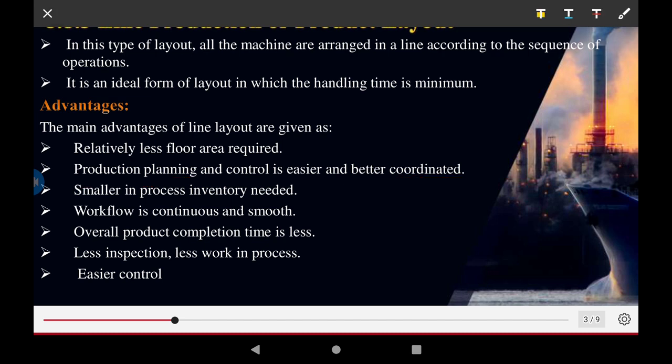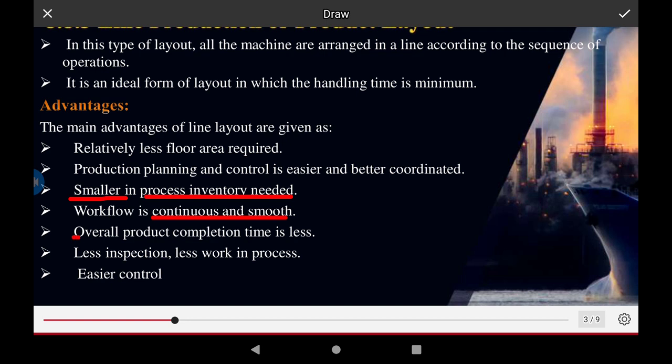The process is similar, and inventory is needed. Inventory is required for the production time on the machine, for example grease and oils. The workflow is continuous and smooth, and the overall product completion time is less.